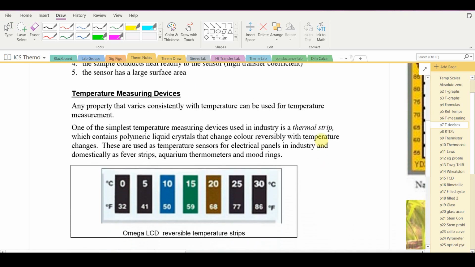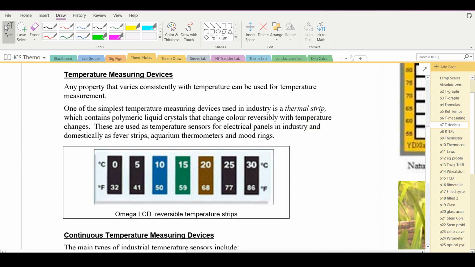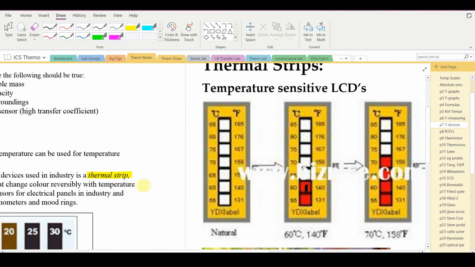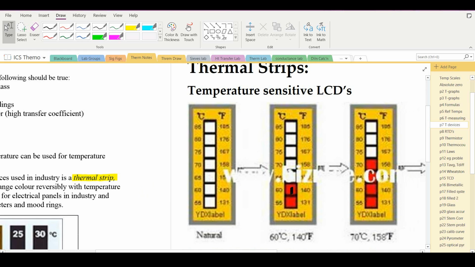And we're going to look at a variety of temperature measuring devices. We'll start with, I guess, what you might call a trivial one first here. Basically, any property that varies consistently with temperature can be used for temperature measurement. And one of the simplest temperature measuring devices that's used in industry is called a thermal strip. It contains a polymeric liquid crystal that changes color reversibly with temperature changes. We use these in electrical panels in industry. If a panel is getting hot, that would be indicated by a color change on the strip. We see them domestically as fever strips. Here is an example of a color change with temperature.